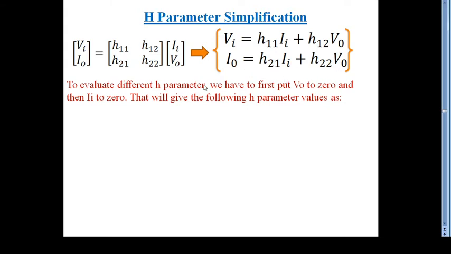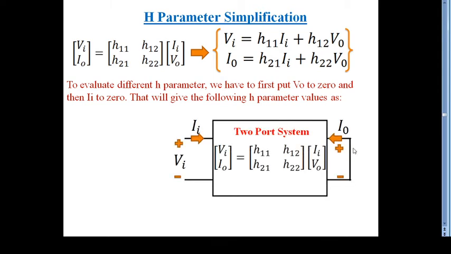For the H parameter calculation, first we set the output voltage Vo to 0. Vo equal to 0 means we are shorting the output side. For the calculation of H11, we short the output, so Vo is 0. Then H11 is simply Vi by Ii, that is, V1 by Ii when we put Vo equal to 0. Clear?